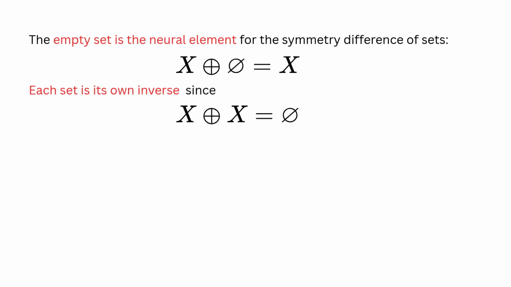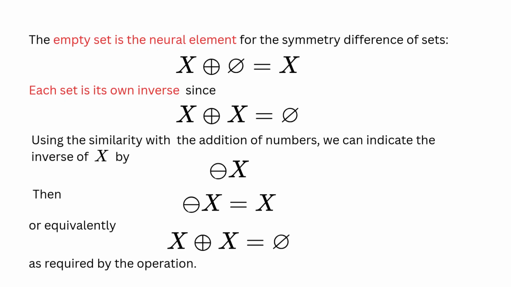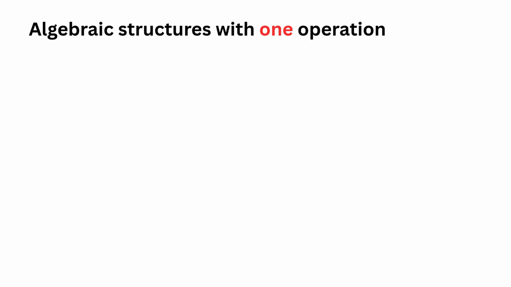To stress the similarity with the addition of numbers, we can indicate the inverse element of set x by O-minus x. Then, O-minus x equals x. This equality is equivalent to x O-plus x equals the empty set, which is required by the definition of the symmetric difference. We are ready now to name the algebraic structures.